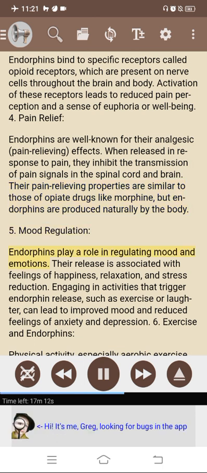5. Mood regulation. Endorphins play a role in regulating mood and emotions. Their release is associated with feelings of happiness, relaxation, and stress reduction. Engaging in activities that trigger endorphin release, such as exercise or laughter, can lead to improved mood and reduced feelings of anxiety and depression.